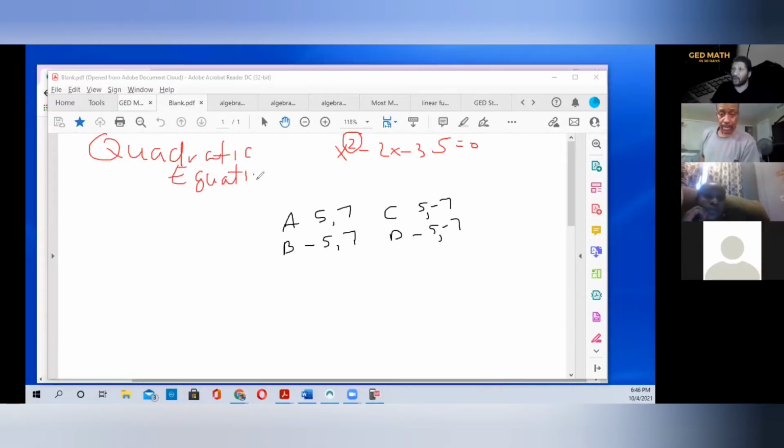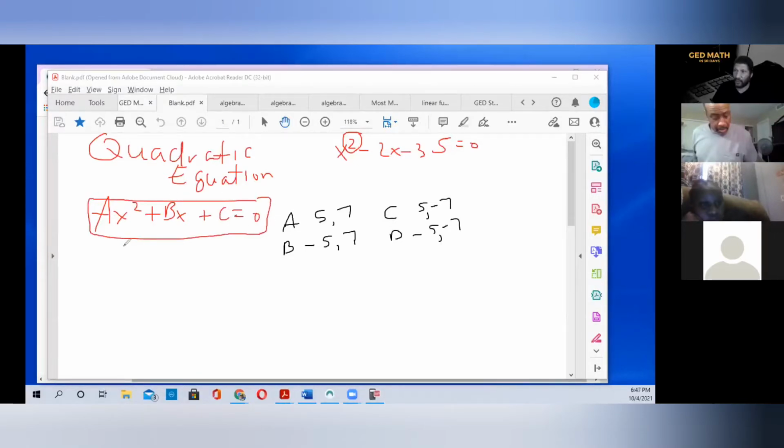So if you see any equation that has a raised power to the second power, it's a quadratic equation. Anything, so they've got p squared, m squared, d squared, it doesn't matter. And d to the third is not a quadratic equation, so the highest degree of that equation has to be 2. So this is a quadratic equation. What we also know is that the standard form is ax squared plus bx plus c equals 0. This is the standard form of a quadratic equation.